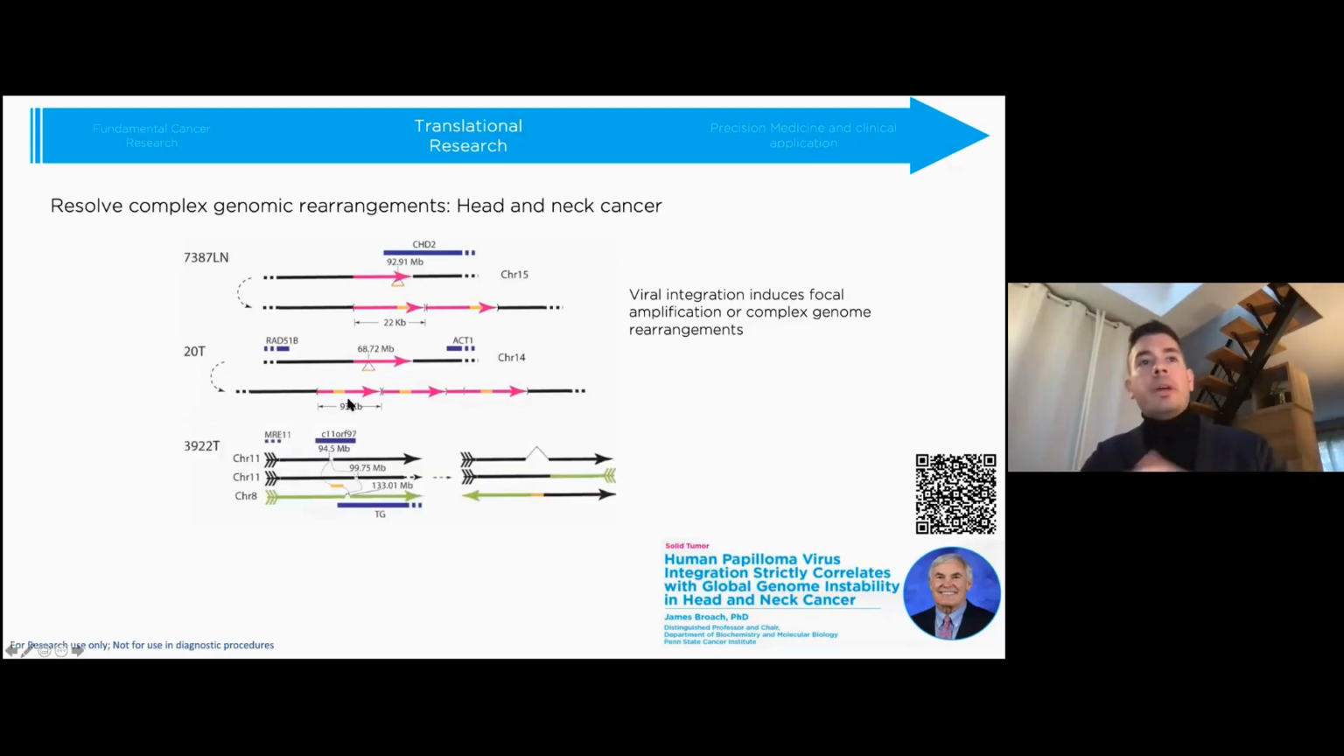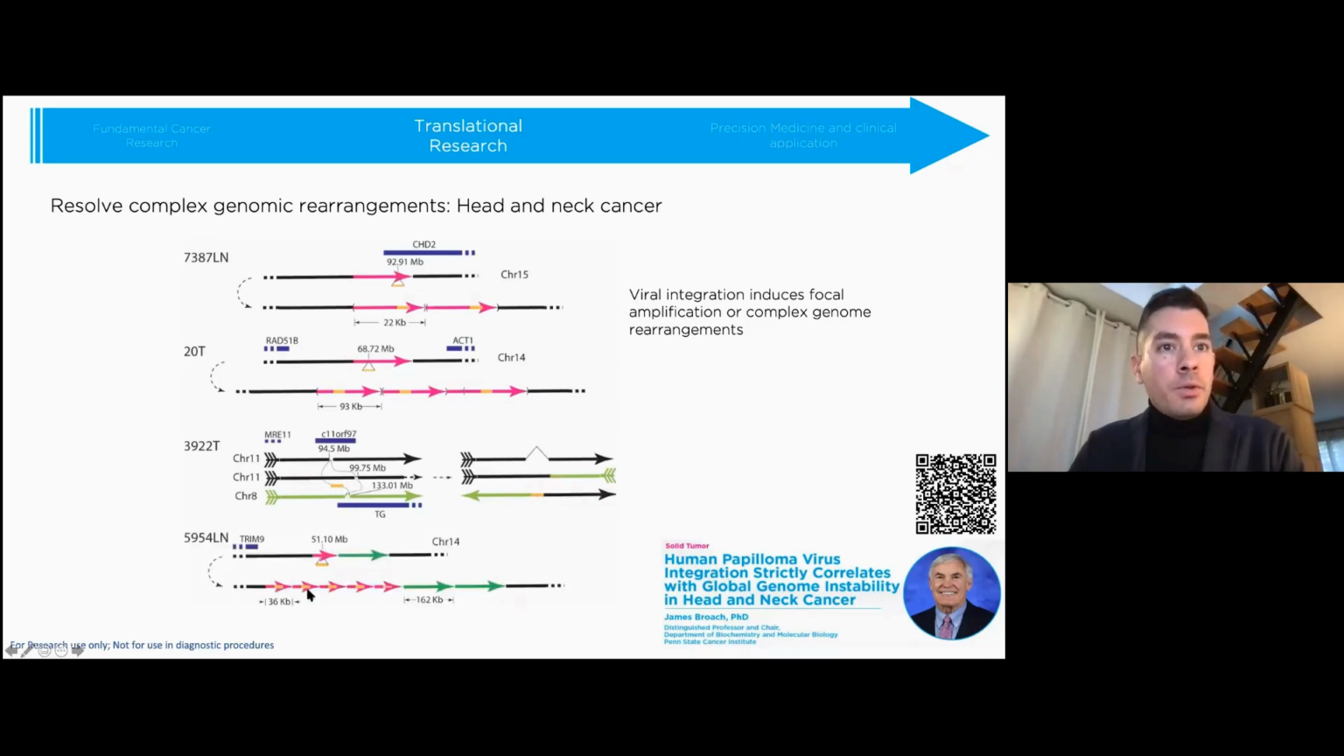but it can also lead to more complex rearrangement with here a translocation between chromosome 11 and 8 with HPV at the fusion between these two chromosomes, and the most extensive rearrangement here with a focal amplification of that region mediated by HPV, followed by the duplication of these neighboring fragments.